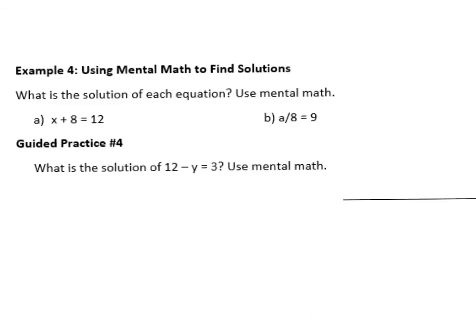Example 4, mental math. What number can I plug in here to get 12 out? So what number can I add to 8 to get 12? That's right, it's 4. Okay, I've got a divided by 8 equals 9. What number can I divide by 8 to get 9? That's right, it's 72.